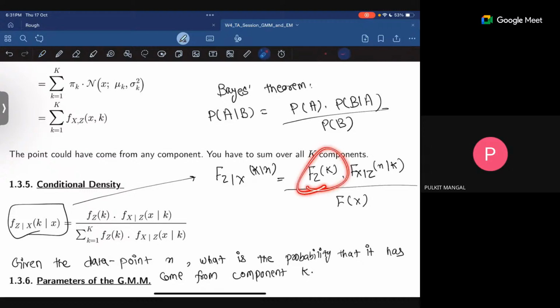If you see this term, f(z=k) is the prior probability, that is the probability of choosing the component. So this term is nothing but pi k. This here, f(x given z), is given that you have chosen the component, the probability of the data point coming from that. And what would be this probability?